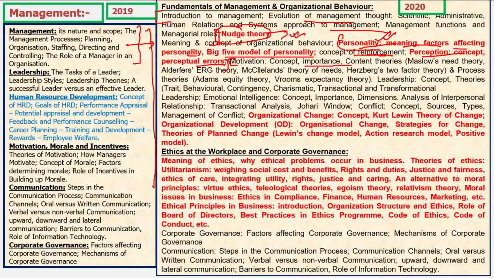Now the motivation part remains the same, only the detailing has been done. Maslow's need theory, didn't you do it while you were studying motivation? If you had not done it, then you have not studied it properly. Alderfer's ERG theory, very, very popular theories. These are McClelland's theory of need, Herzberg's two-factor theory, process theories, then expectancy theories. So these are theories that you have already done. They have just mentioned it so that you do not miss the important parts.